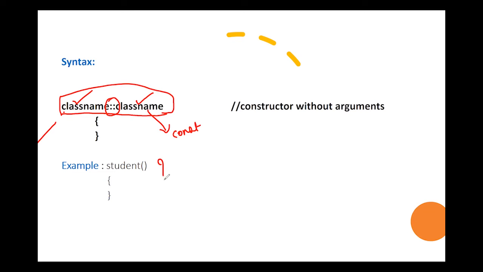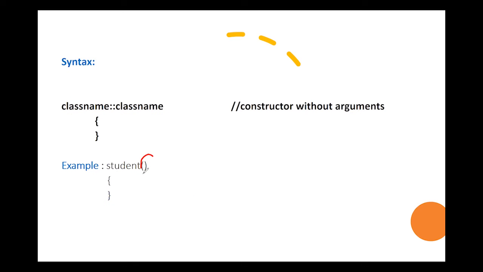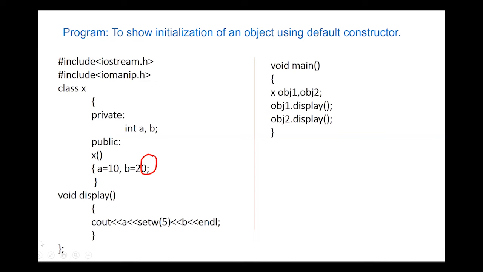So this is an example you can see here. Suppose student is the name of the class here. This is how you are going to write a default constructor. Here you can have some value initialization also, but the very important point you should remember is there is no argument which you are passing here. There is no argument in the default constructor. I hope this is clear to you. Now let us see an example.